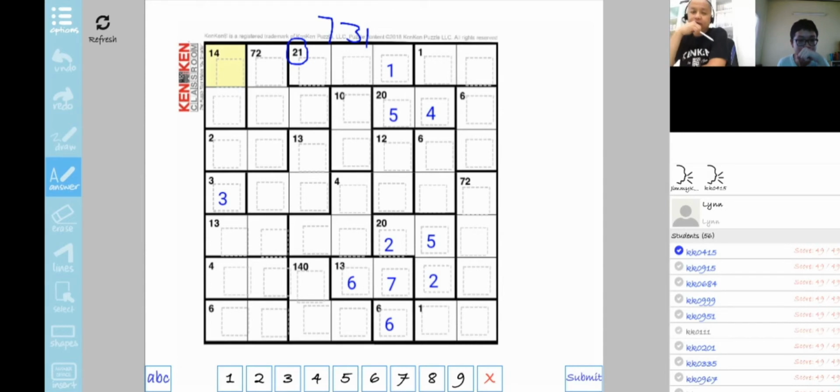And then for this 12 is 4 and 3, and since there's a 3 here, so it will be 4 and 3, 3 and 4.